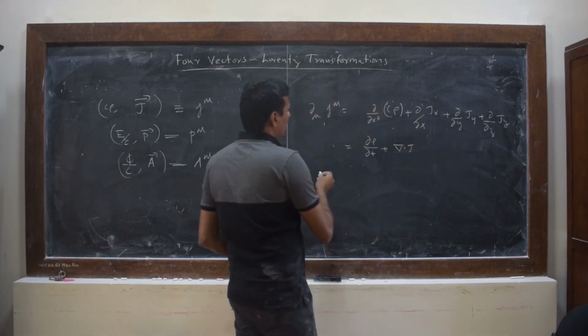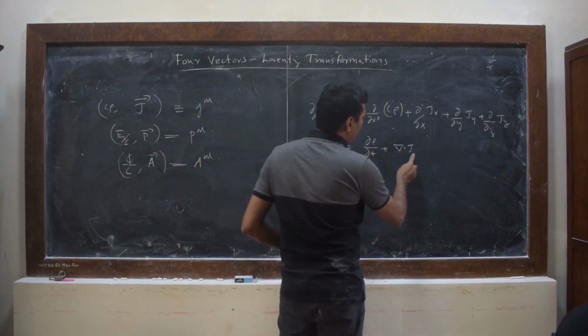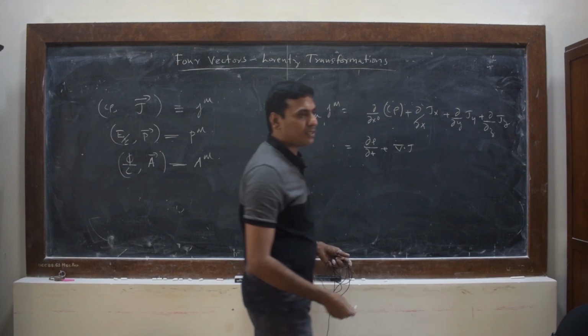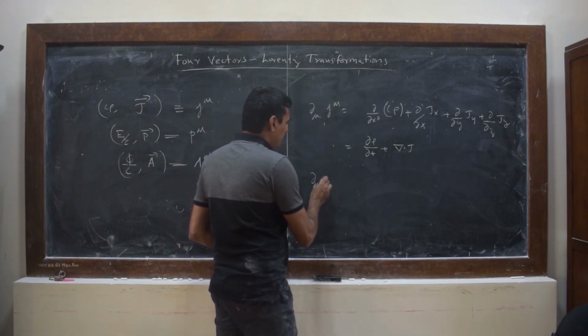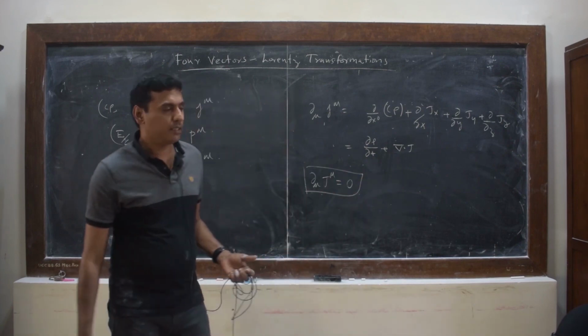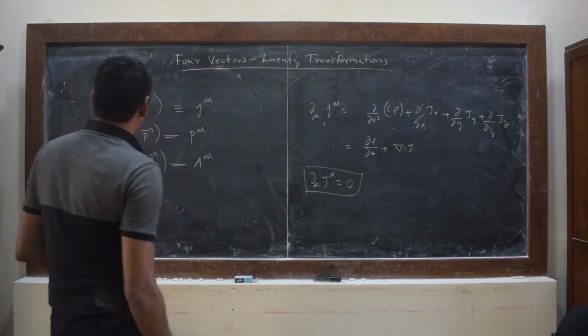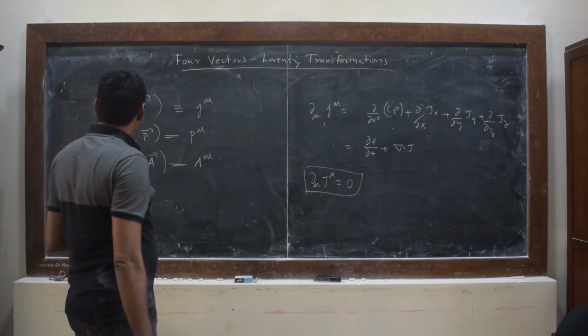So this is del mu J mu, and you know that del rho by del t plus del dot j equal to 0 is known as the continuity equation. So, in the 4 vector notation, del mu J mu equal to 0 is called the continuity equation.